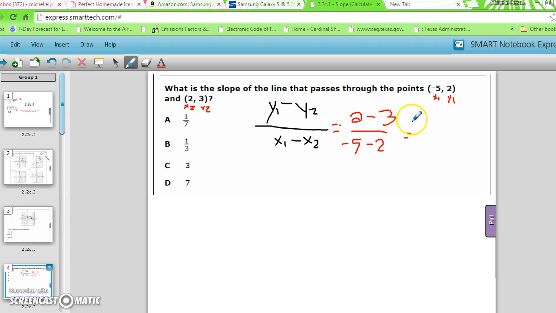So 2 minus 3 is negative 1 over negative 5 minus 2, which would be negative 7. If you pop this in your calculator, it would automatically do this for you, but a negative over a negative is going to be a positive. So your answer is positive 1 over 7. The most important thing to remember is this formula. If you put y1 first, then you need to put x1 first on the bottom. So y1 minus y2 over x1 minus x2. Practice those, okay?